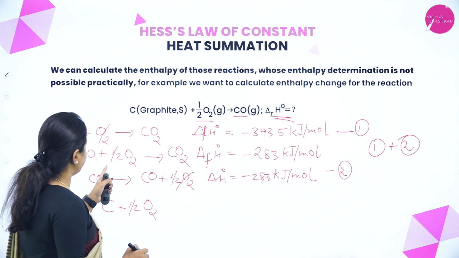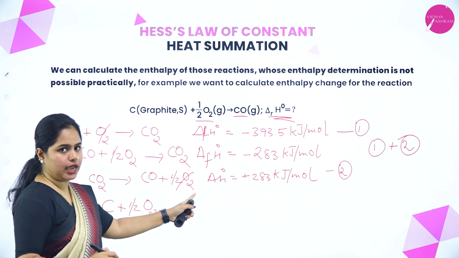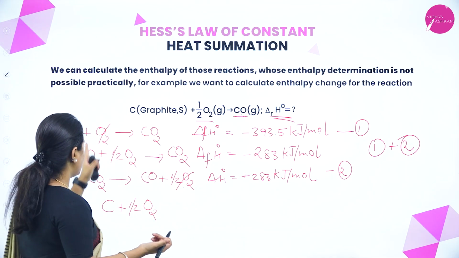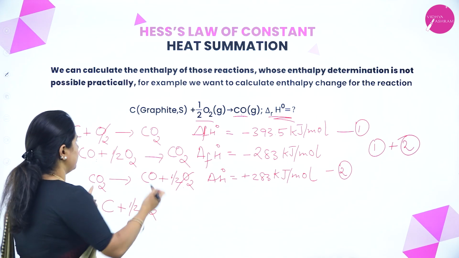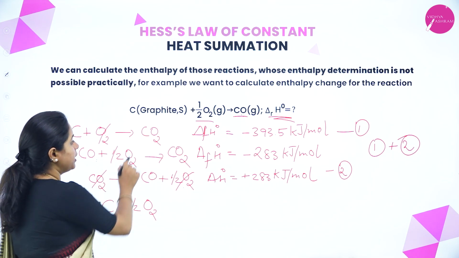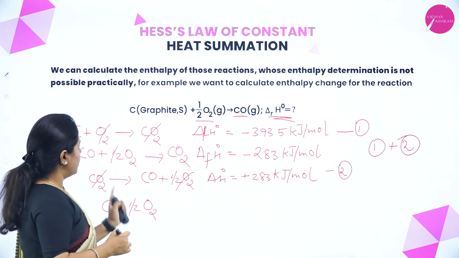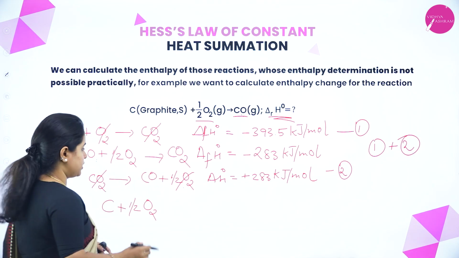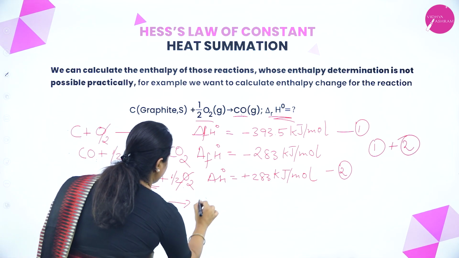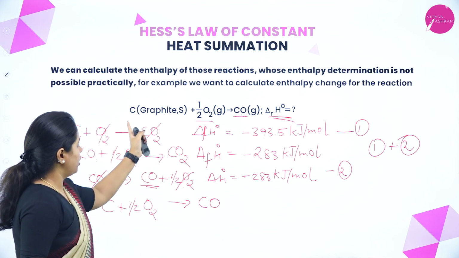Okay, so what happened here? This O2 and this O2 get cancelled, only half O2 will remain. Now what else is present in the reactant side? Yes, carbon dioxide is here, but in the product also you have carbon dioxide. So those two will get cancelled. So now what else is remaining in the product side? Only carbon monoxide. Right. So I got the equation.